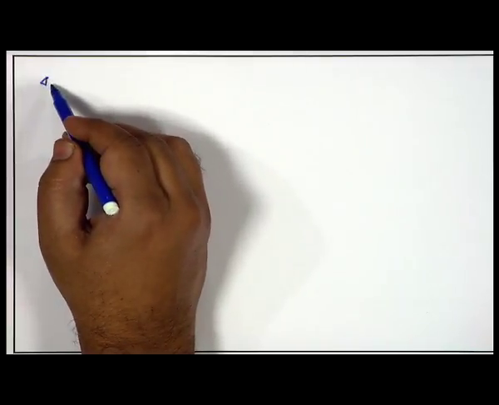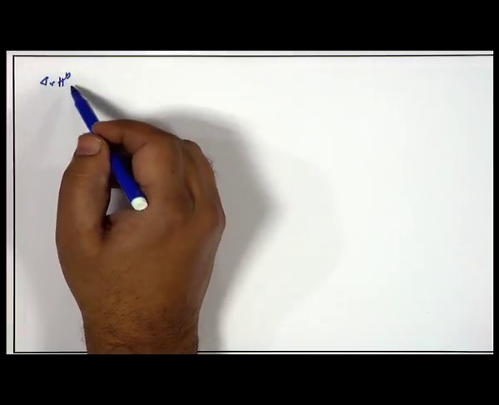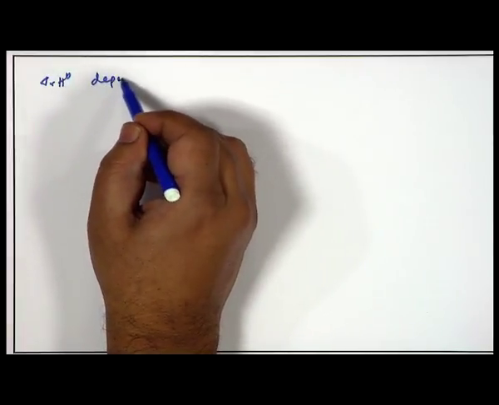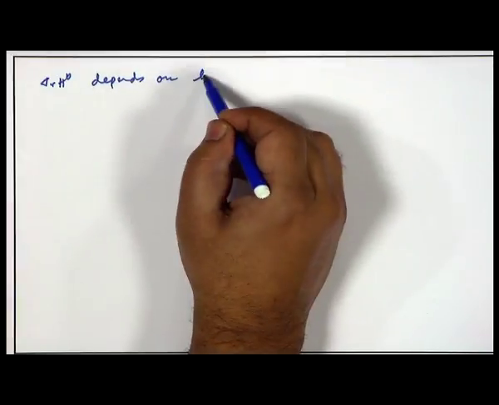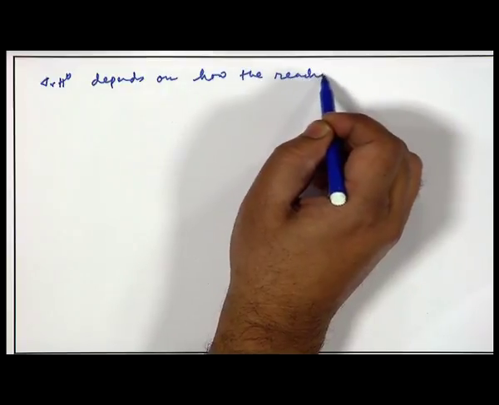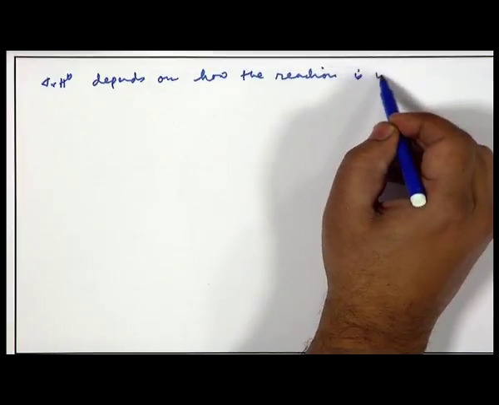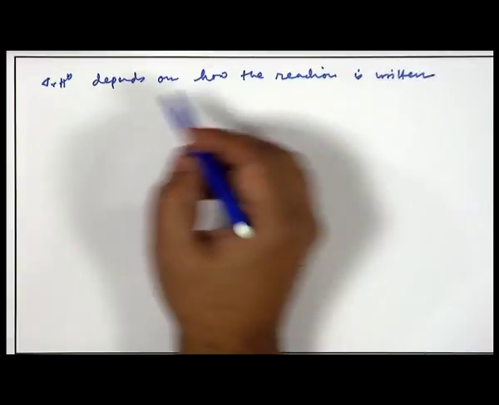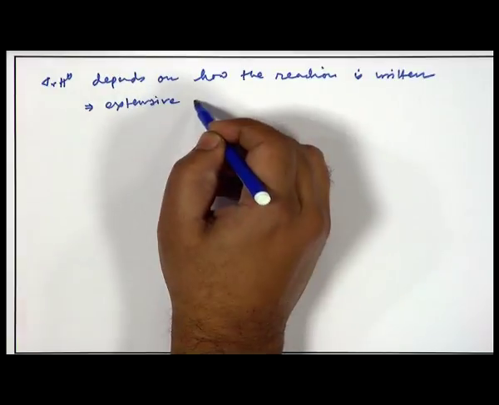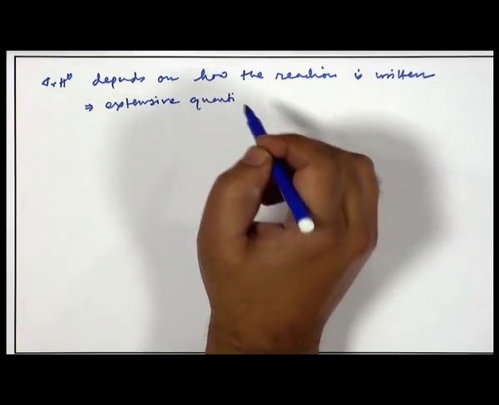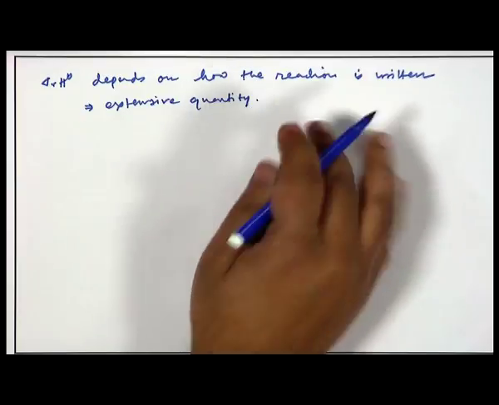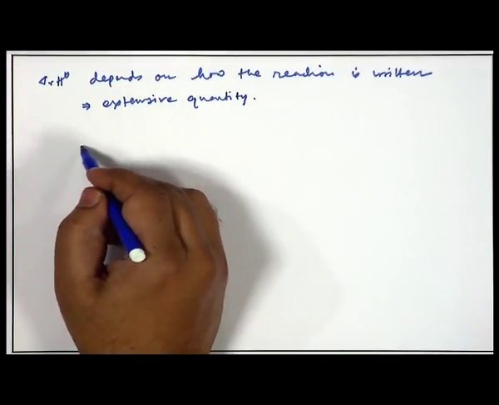Now, delta standard reaction enthalpy depends on how you write the expression, how the reaction is written, and it is an extensive quantity, even though its unit is joule per mole. For example, I write an equation.